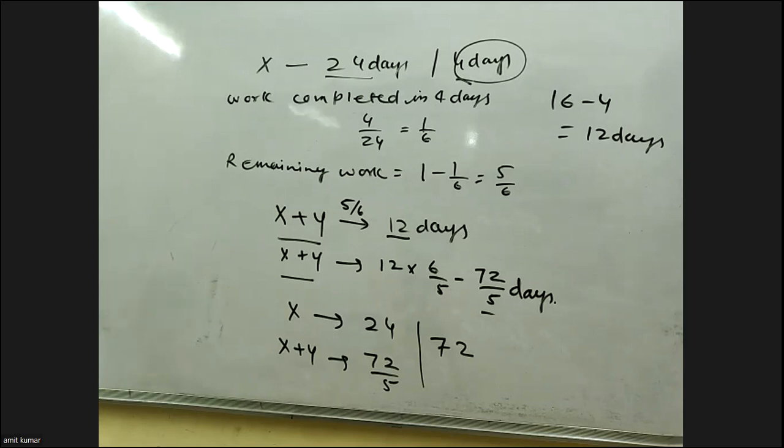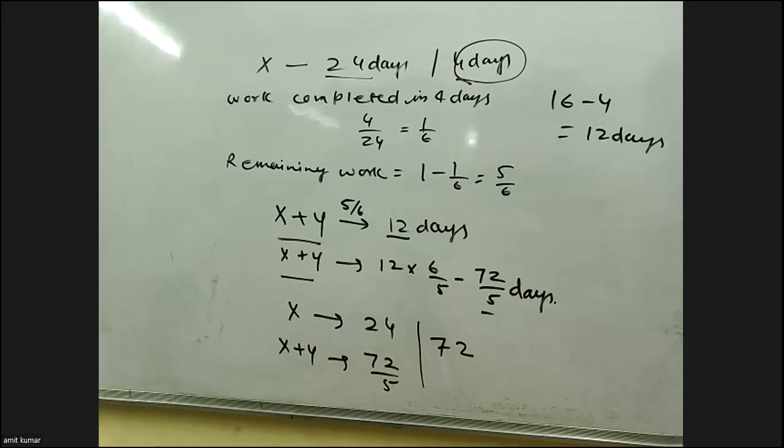Sir, why is it 12 into 6 by 5? It is 12 into 6 by 5 because x plus y is doing 5/6 of the work in 12 days. So x plus y can do the whole work in how many days? So we will reverse the fraction and multiply it by 12.